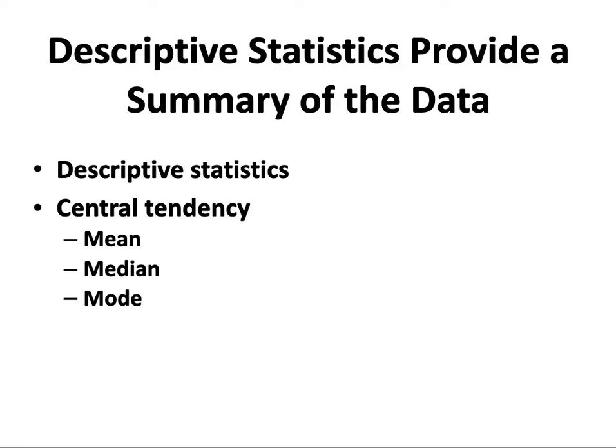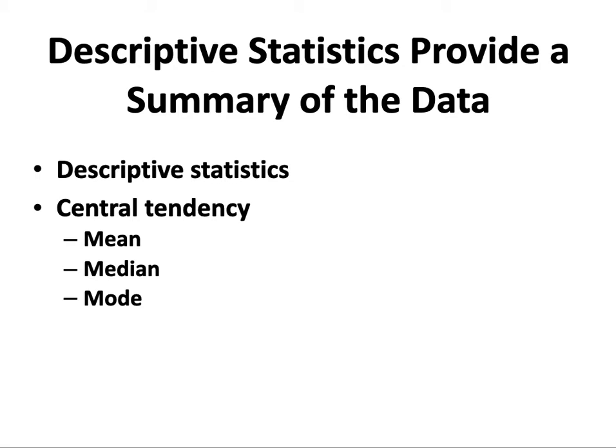Descriptive statistics provide a summary of the data. Descriptive statistics are statistics that summarize the data collected in a study. They contain information like central tendency. This is a measurement that represents the typical response or the behavior of a group as a whole. This consists of the mean, median, and mode.